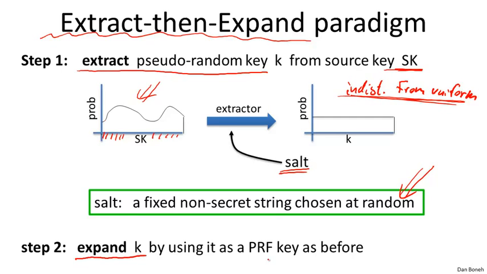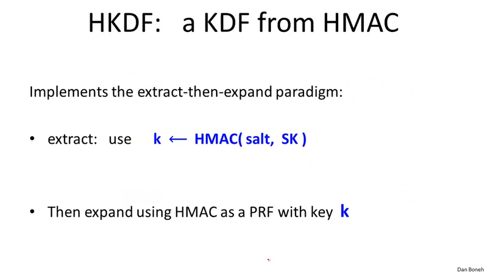Okay, so there are these two steps. The first one is we extract a pseudo-random key, and then once we have a pseudo-random key, we already know how to extend it into as many keys as we need using a pseudo-random function. So the standardized way of doing this is called HKDF. This is a KDF, a key derivation function that's built from HMAC. And here HMAC is used both as the PRF for expanding and an extractor for extracting the initial pseudo-random key.